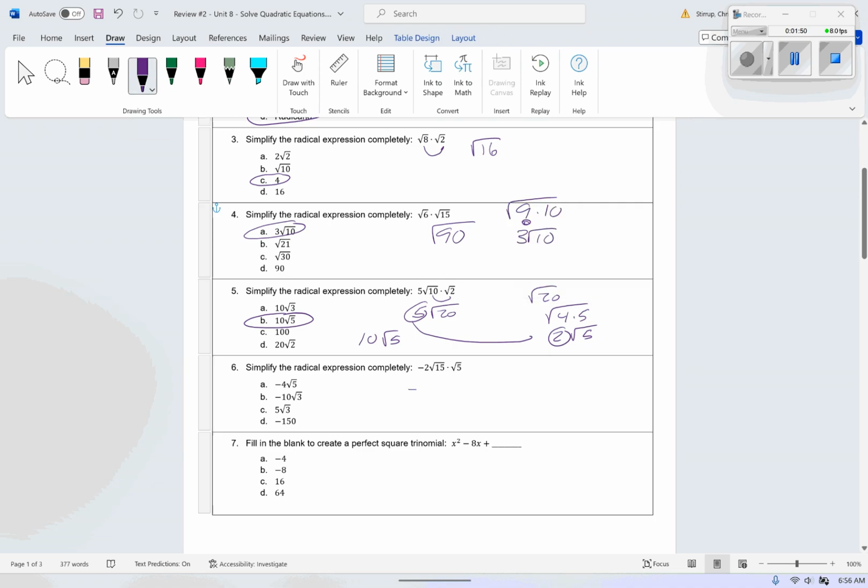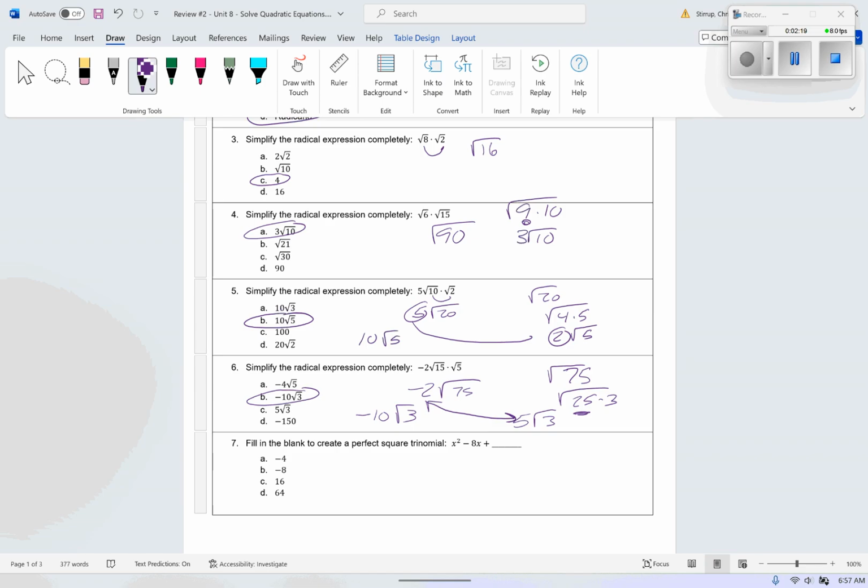Simplify this radical. We have the negative 2 out there, so we're going to multiply the 15 and the 5. And so 15 times 5 is 75. Now I want to break root 75 down, which is going to be 25 times 3, right? Because 25 is a perfect square. So I get 5 root 3. Well, remember that negative 2 out front, we're going to multiply those together, so that's going to result in an answer of negative 10 root 3.